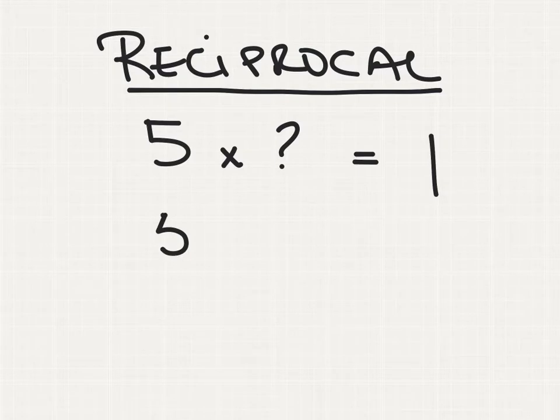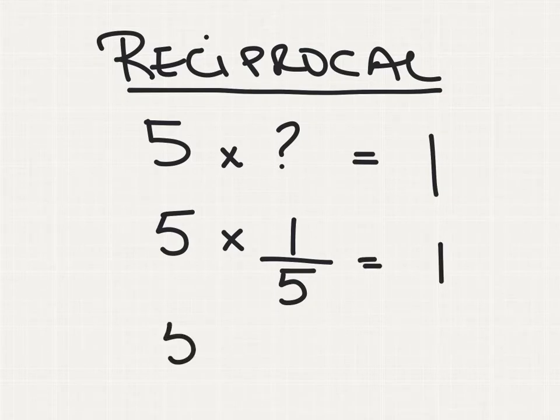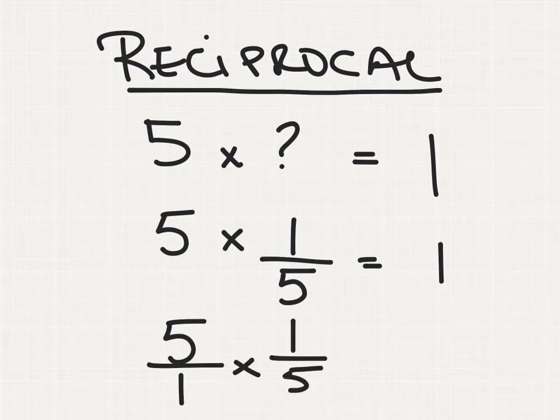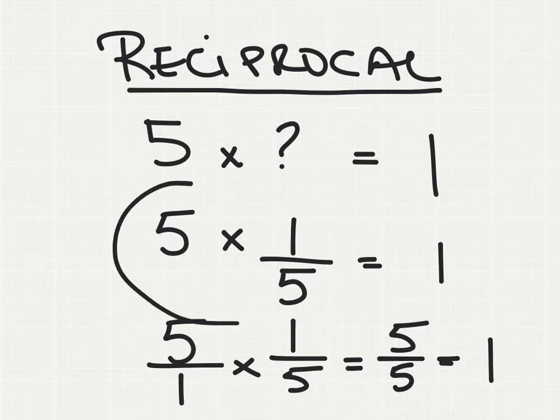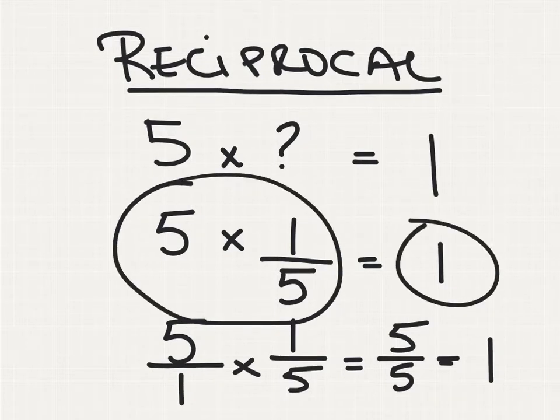Well, if you said I could multiply 5 times 1/5, you would be right. Because 5 over 1 times 1 over 5 is 5 over 5, which is 1. The reciprocal of a number is another number that when you multiply these two together, you get 1.